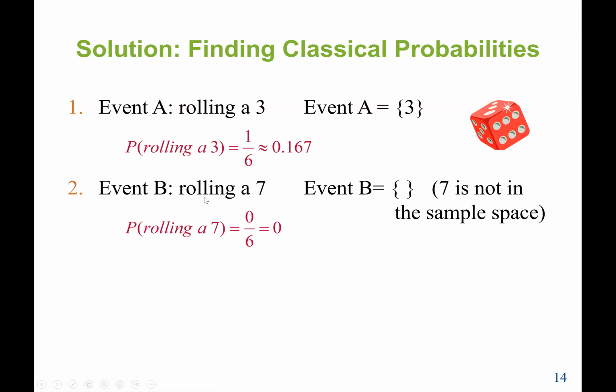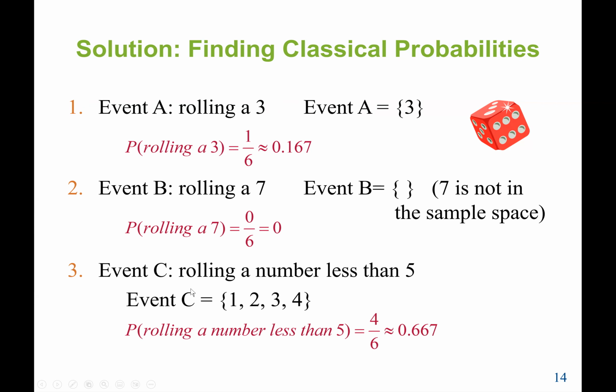Event B, the probability of rolling a 7. Again, we don't have a 7, so that will be 0, because we know a die has only 6 sides. So the answer will be 0. For example, what's the probability of rolling a 10? We don't have a 10, so the answer will be 0.